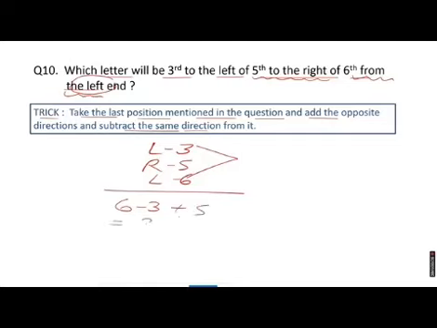So our answer will be 3 plus 5, that will be 8, and the direction will be 8th from the left. So the position that is 8th from the left is of alphabet H. So your answer will be H.